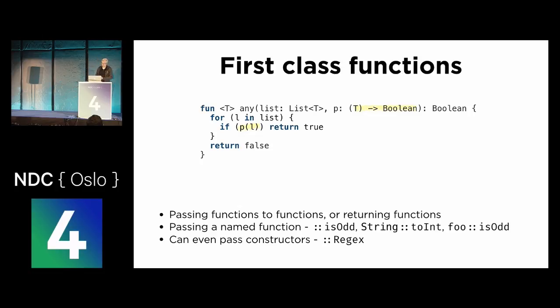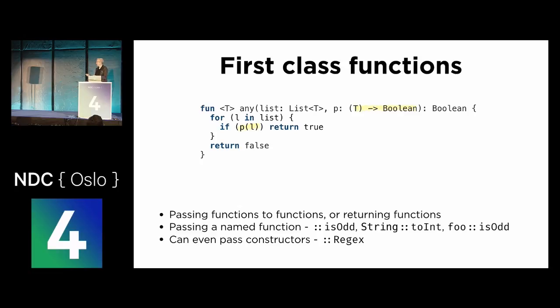We can pass named functions there. We use the colon operator to pass in a named function. We can do a named function from the current class, like is odd. We could do string.toInt to pass through, or we can even pass through something which is bound to a particular instance. So we can say pass in is odd, but only the one for foo. So it's already got an implicit context there.